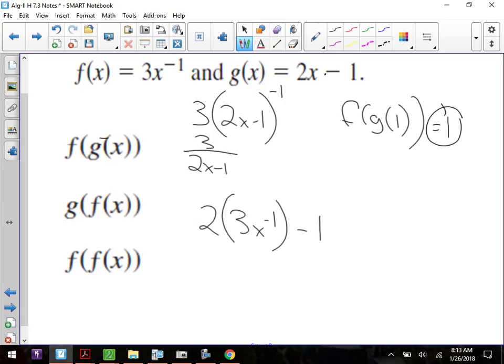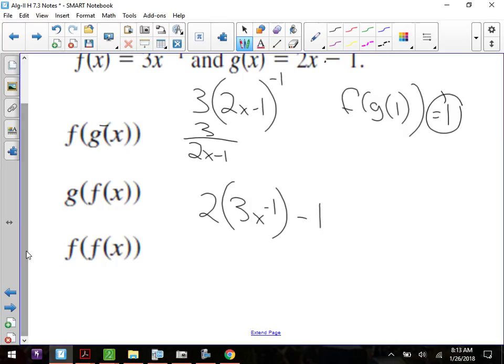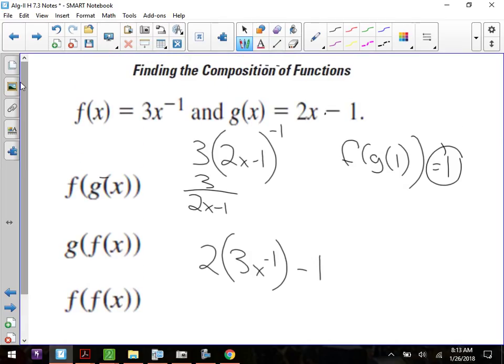I am taking that f of x equation, that function, and it becomes the new x of the g equation. Yes, ma'am? No, because what's being raised to the negative 1? Just the x. Okay? So in this case, because this was the value of x, this value of x is this whole thing.